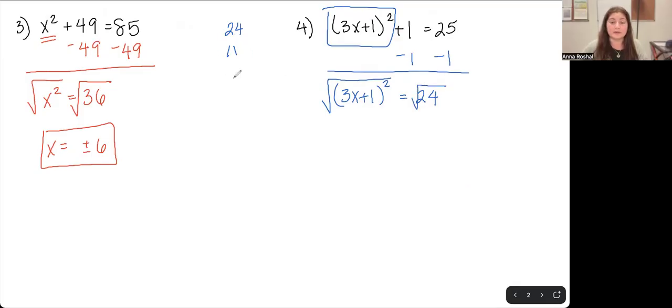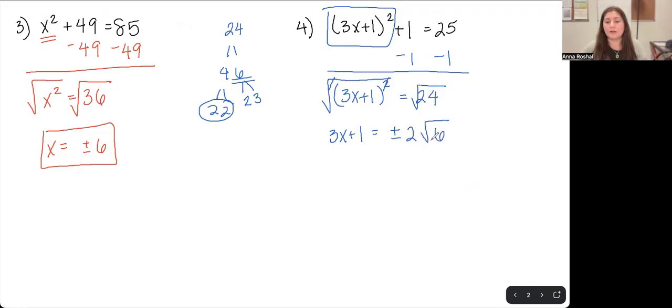So I know that 24 is 4 times 6 and 4 is 2 times 2. So that's a pair that's going to go out of the radical. But because 6 is just 2 times 3 and there's no pair, I'm going to leave 6 inside of the radical. So I'm going to end up with 3x plus 1, right? Because the squared is going to cancel by the square root. And this is going to become positive and negative 2, because I'm pulling the 2 out of the radical, root 6, because that's what 2 and 3 multiply to.